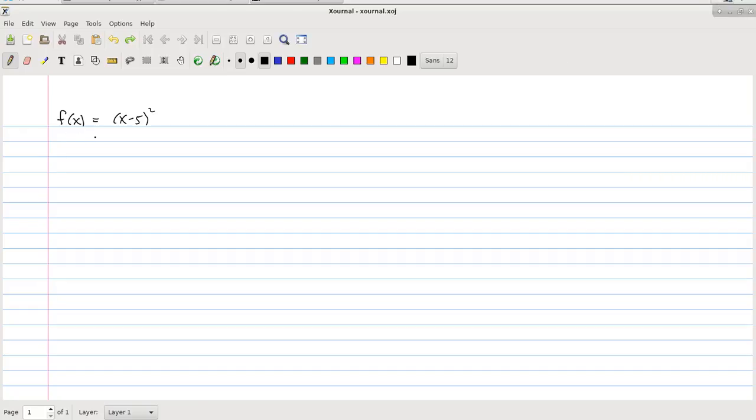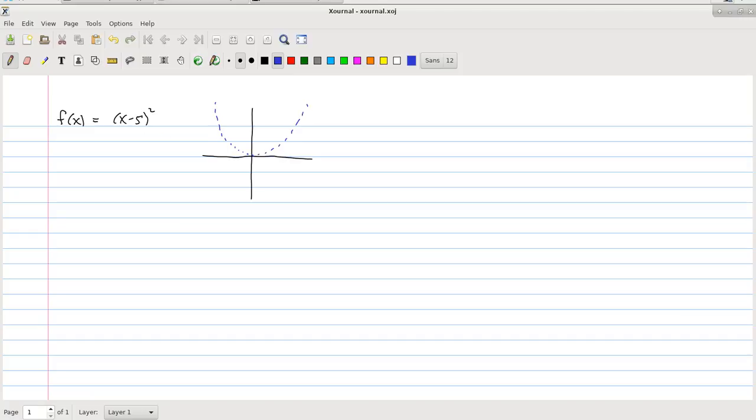Given f of x equals (x minus 5) squared, restrict the domain so this function has an inverse. It may help to first draw a graph of this function. And I see it looks like x squared, so it looks like a parabola. So the base graph looks something like this.